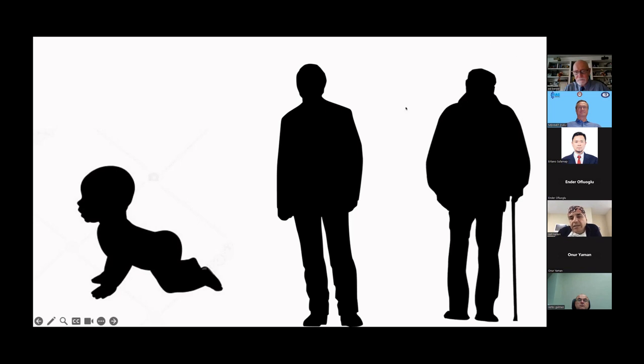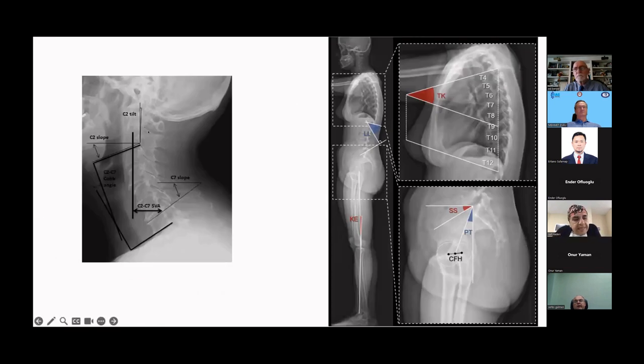Similarly, in geriatric cases, we have two major problems. The first problem is poor bone quality, especially in post-menopausal females. And the second one is sagittal imbalance. Therefore, it's a good idea to measure sagittal geometric parameters, for example, C2 slope angle, C2-C7 SVA, and in the thoracic and lumbar spine surgery also, it's better to measure kyphosis and lordosis and pelvic parameters.